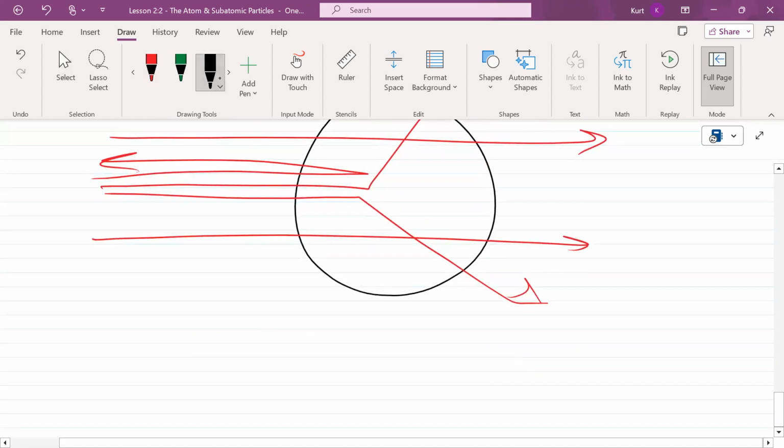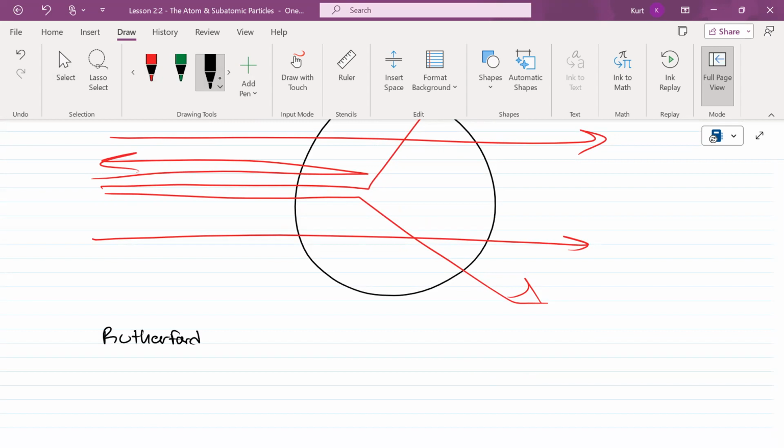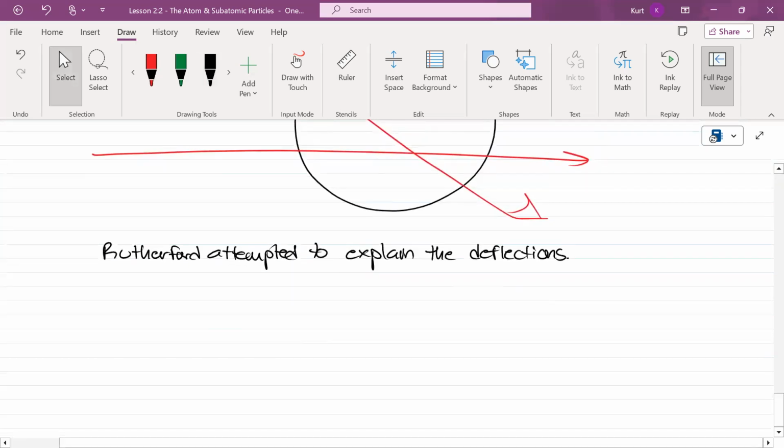And so Rutherford attempted to explain the deflections. What is deflecting these beams? I thought J.J. Thomson was right. The atom is made up of randomly scattered electrons, and they're in a big positive void. Wrong. Remember, I wrote that. Nice try, but wrong. The beams hit something. As Alex said, they hit something called a nucleus.